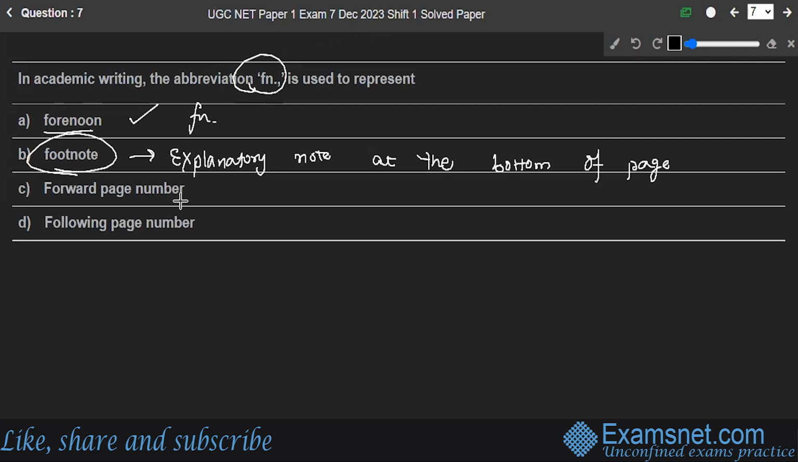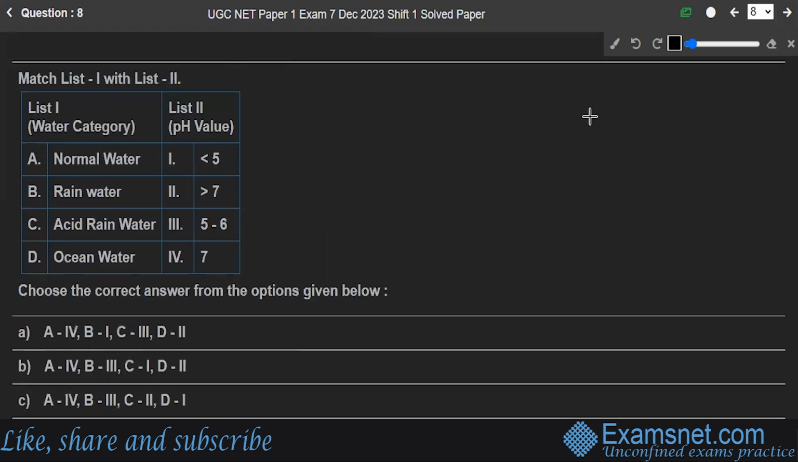If I talk about the forward page number or the following page number, these terms wouldn't be abbreviated as FN dot. In academic writing, they would either be written out fully or represented by FP or PN dot respectively if needed. So you have the B option as the right answer. Hope you got that. Next is question number 8.